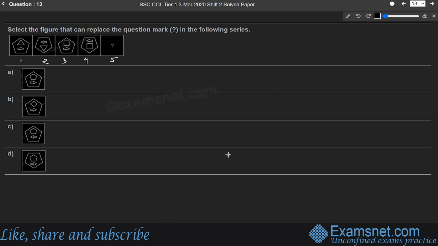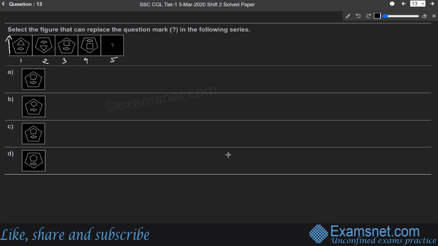So starting with the first picture, you can see that in the first picture, there is a pentagon. Pentagon is a figure which contains 5 sides. And inside that pentagon, we have 2 different figures, that is triangle and arrow. Now focusing on the pentagon, in the first picture, you can see that pentagon is facing upwards, right?